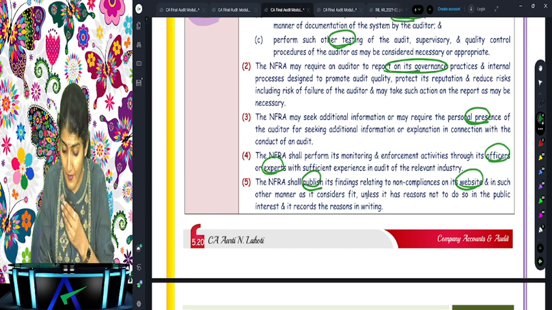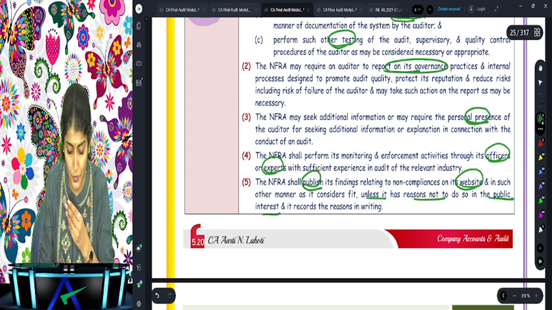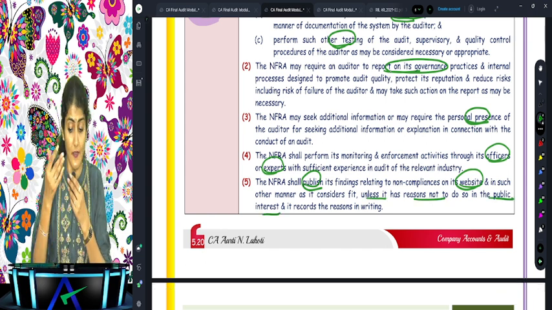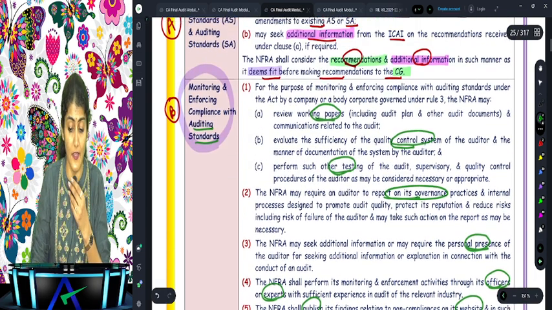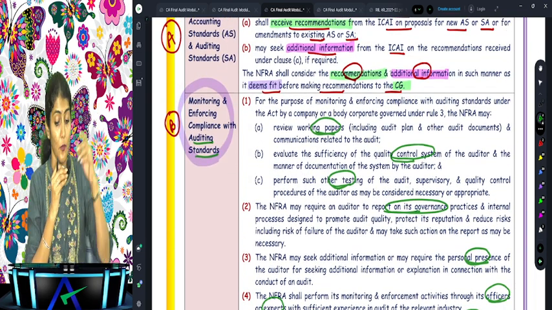Unless it is considered in public interest, they should not do so. Right. So what are we discussing?